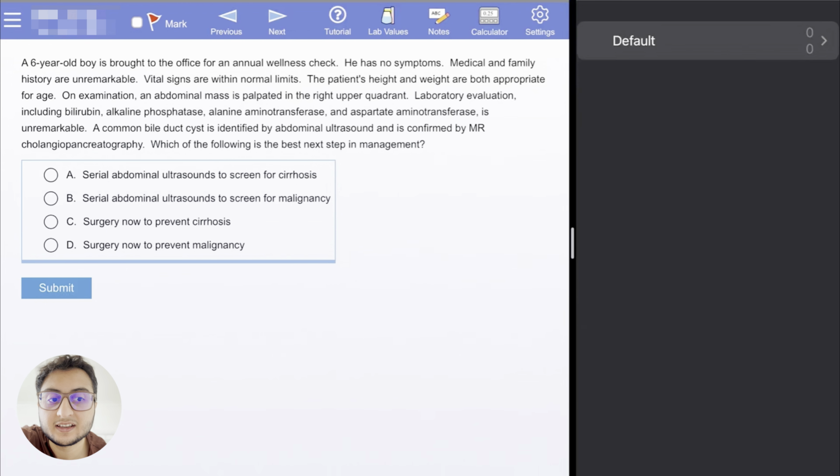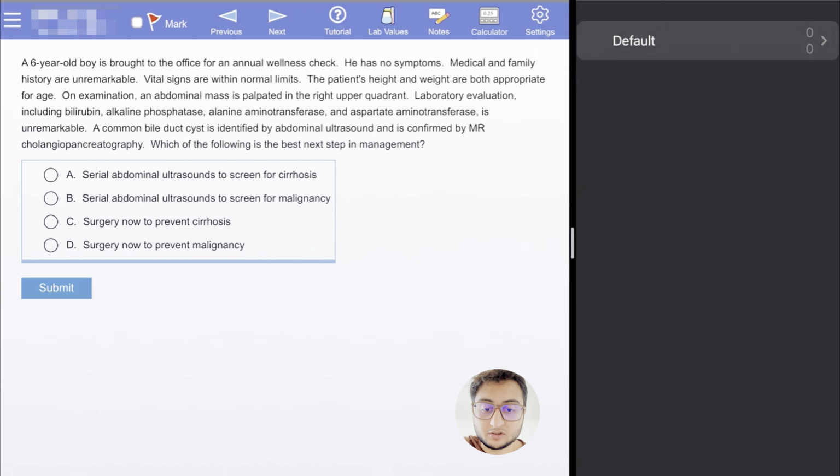And that is if it was truly cirrhosis and we were worried about that, does this child have any signs or symptoms of diseases that can cause cirrhosis? No, he doesn't. So, right off the bat, two options, which included cirrhosis, are gone. We're left with two options, both of them including malignancy: serial abdominal ultrasounds or surgery.